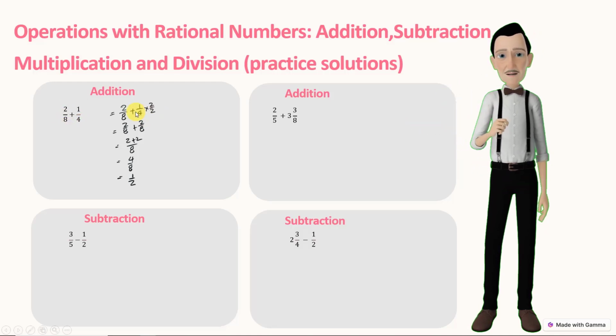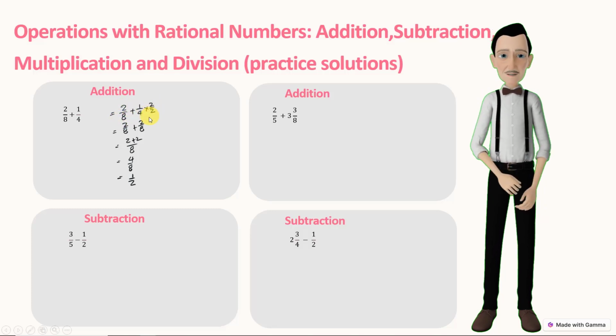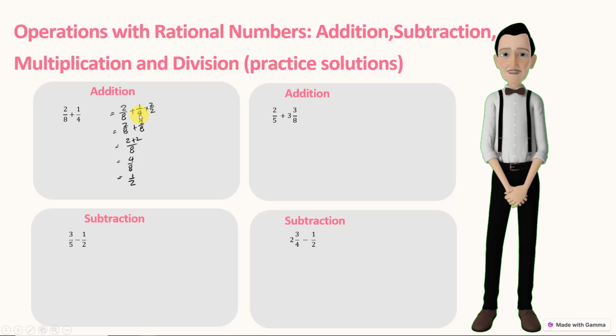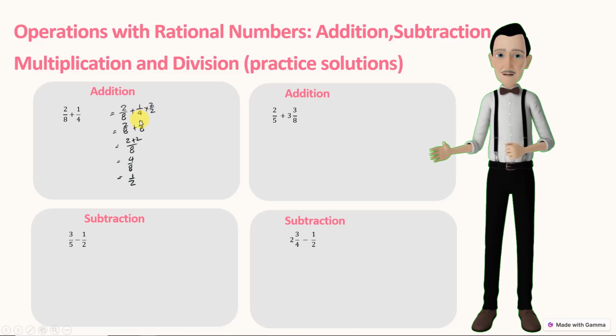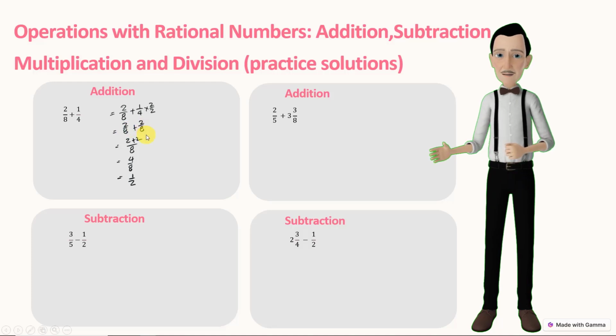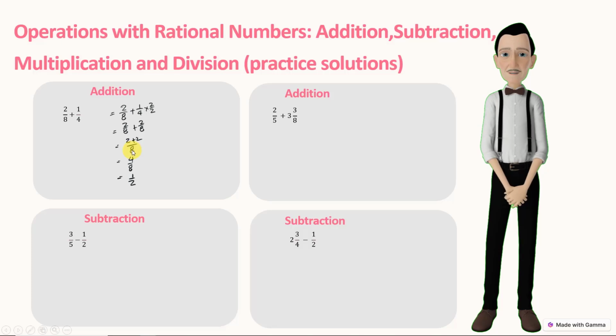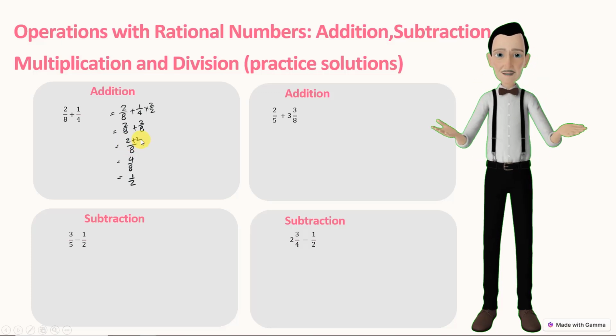So it's exactly what I did. I've got 2/8 plus 1/4 times 2 over 2. So I'd multiply, because if I multiply the bottom, I must multiply the top too. So that gives me 2/8 plus 2 over 8. So now I've got a common denominator over here. Put my common denominator down there, add my 2 numerators, and I get 4 over 8.